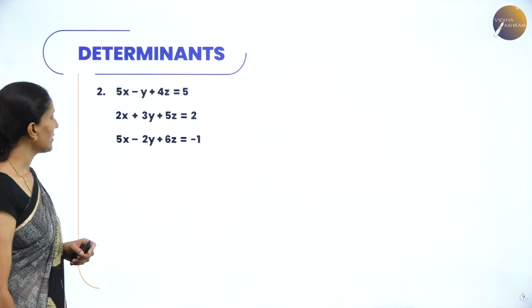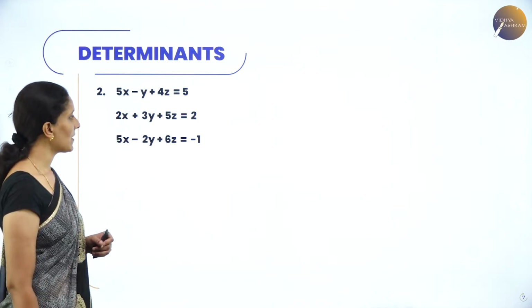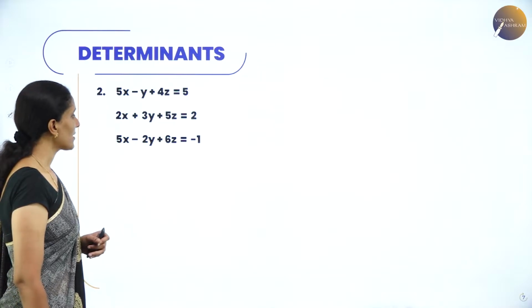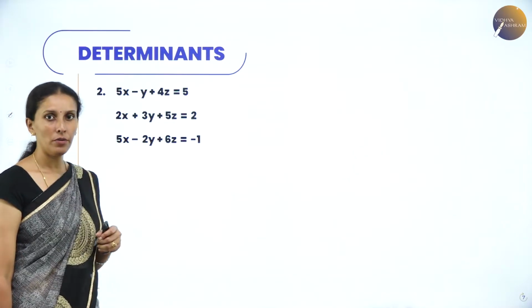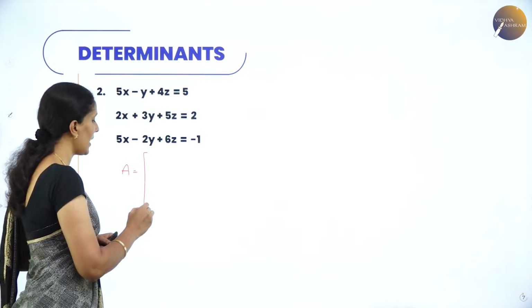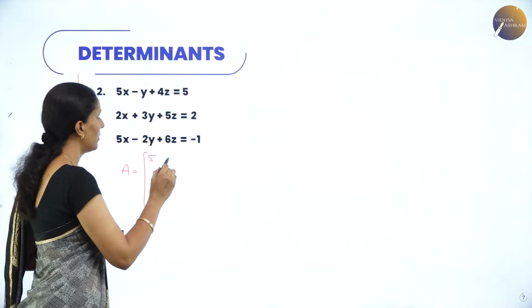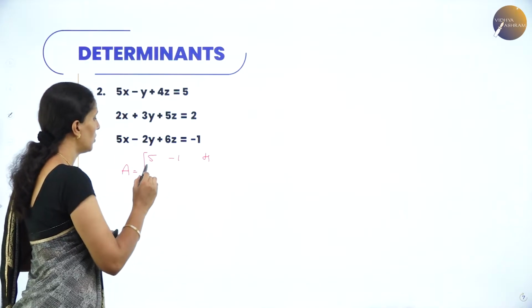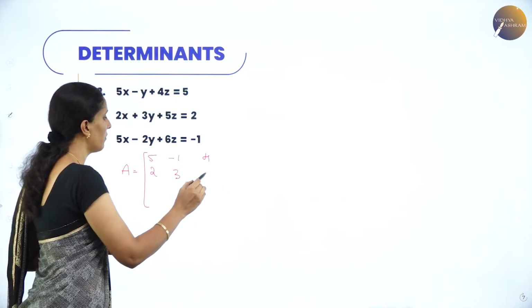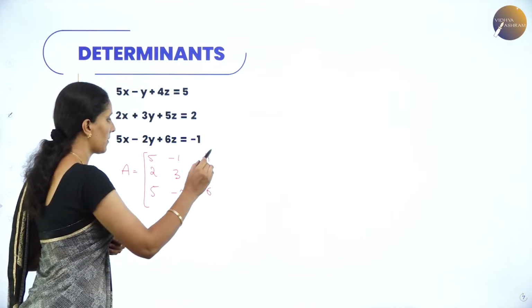Next, 5x minus y plus 4z is equal to 5. 2x plus 3y plus 5z is equal to 2. 5x minus 2y plus 6z is equal to minus 1. Let's write the matrix A. Matrix A is the coefficients of the variables: 5, minus 1, 4, 2, 3, 5, and here 5, minus 2, 6.